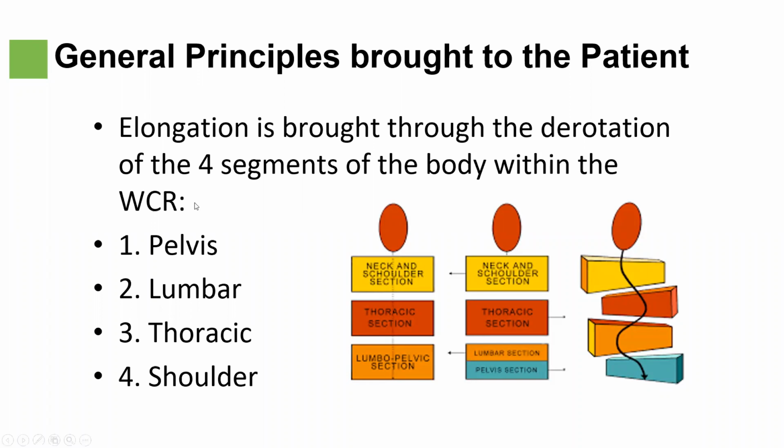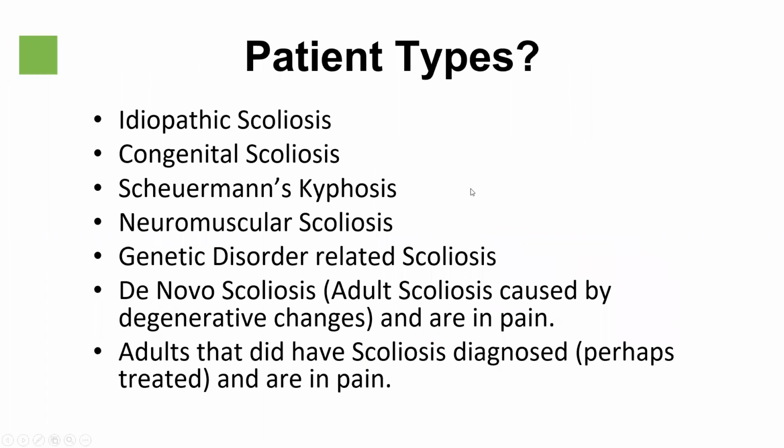So general principles, patient types. Patient types for a Wood-Cheneau Rigo, which is idiopathic scoliosis, a congenital scoliosis, Scheuermann's kyphosis has been successfully treated, neuromuscular scoliosis, any genetic disorders that relate to a scoliosis deformity because of that disorder.